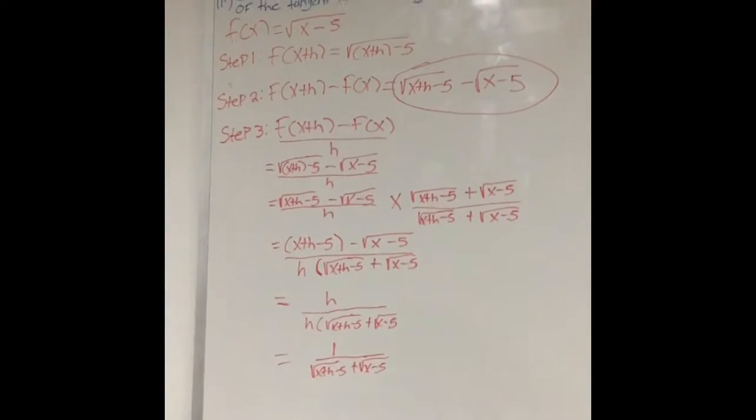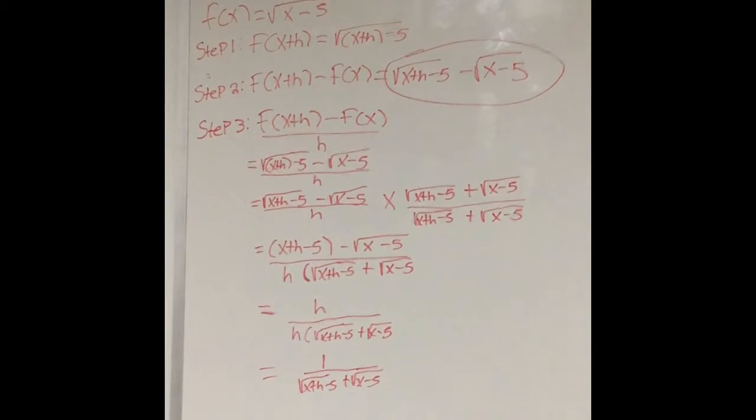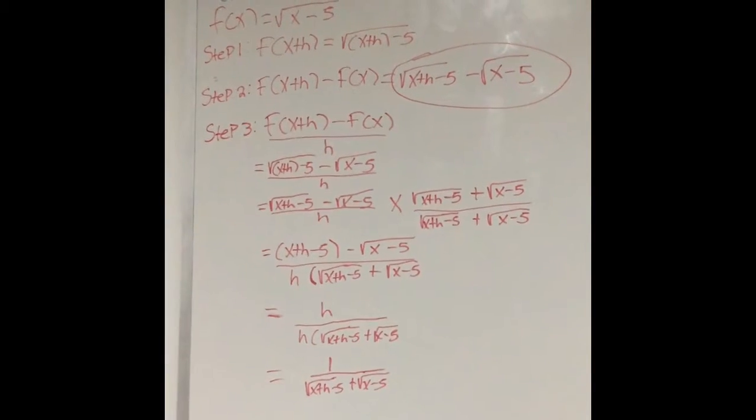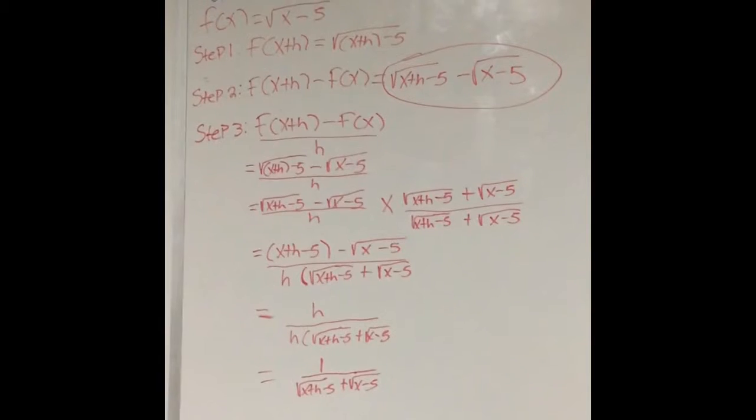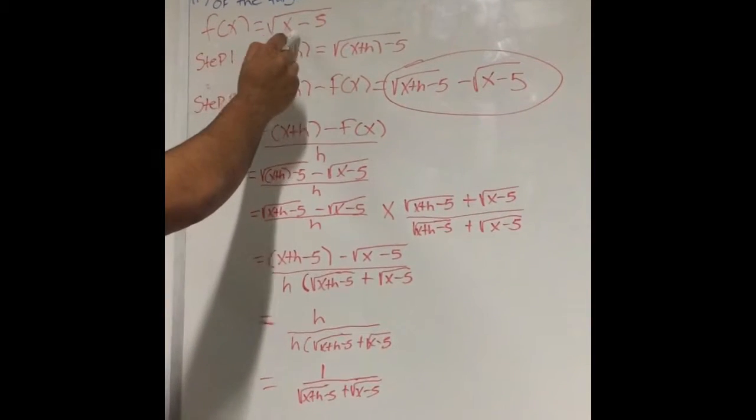Okay, so question 11 of 3.3 is: use the four-step process to find the slope of the tangent line to the graph of the given function. The given function was f(x) equals root x minus 5.